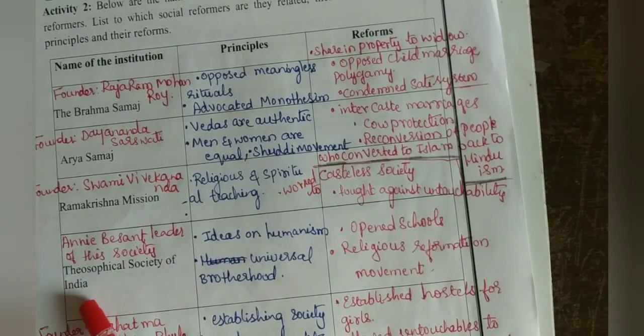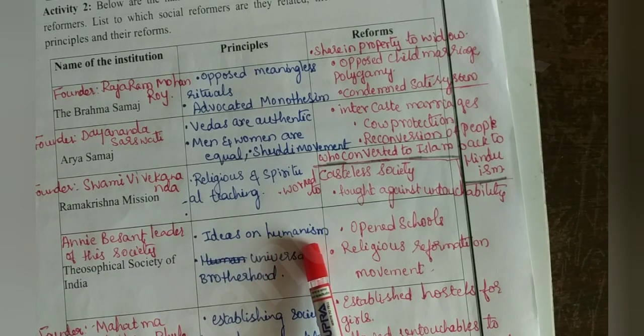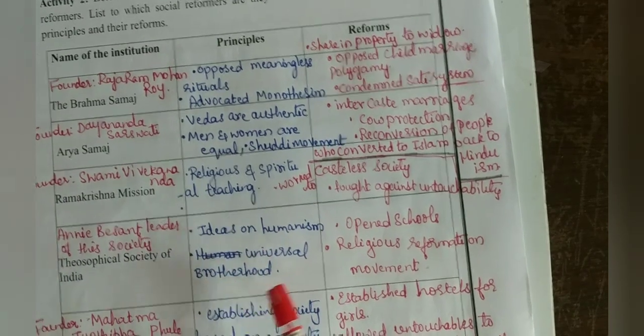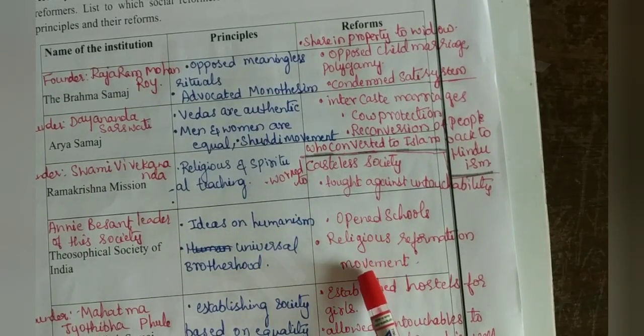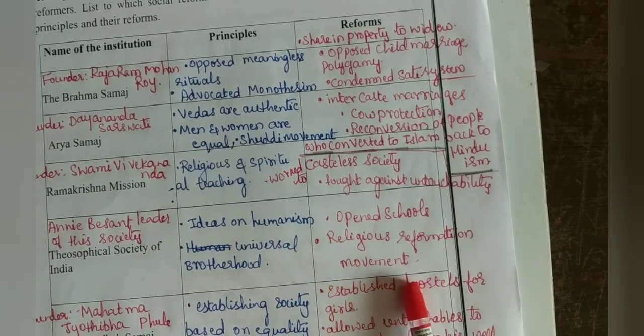Theosophical Society of India, Annie Besant was the leader of this society. Ideas on humanism and universal brotherhood. Reforms: opened schools, religious reformation movement.